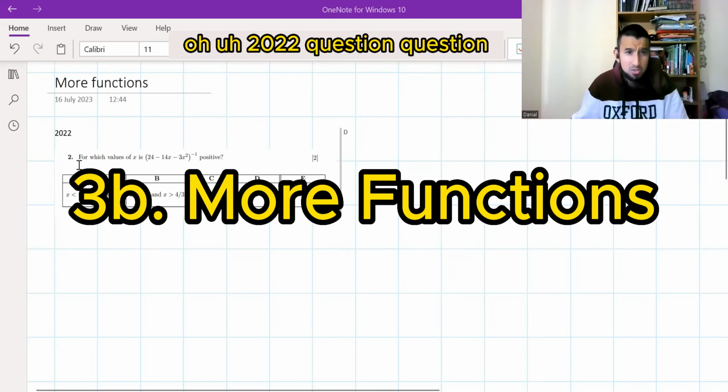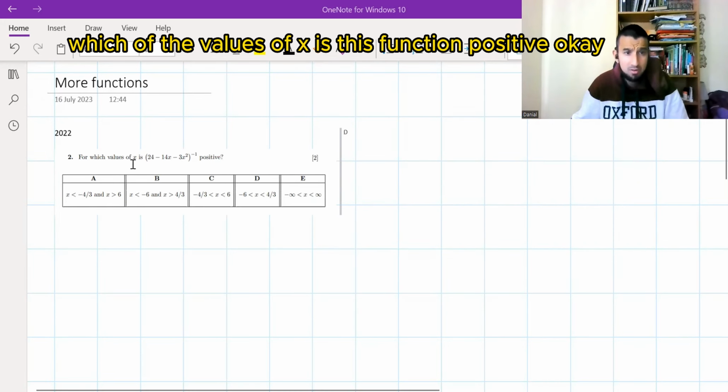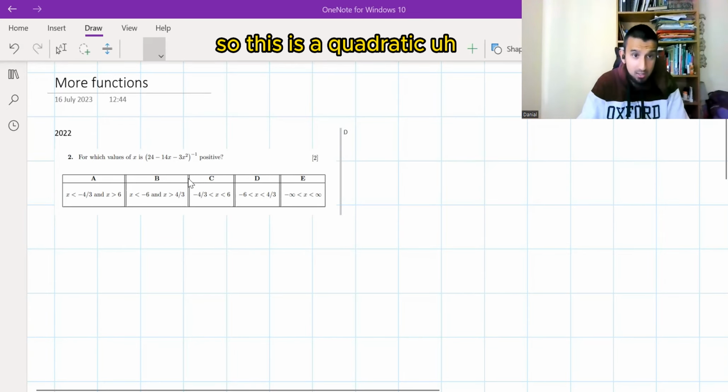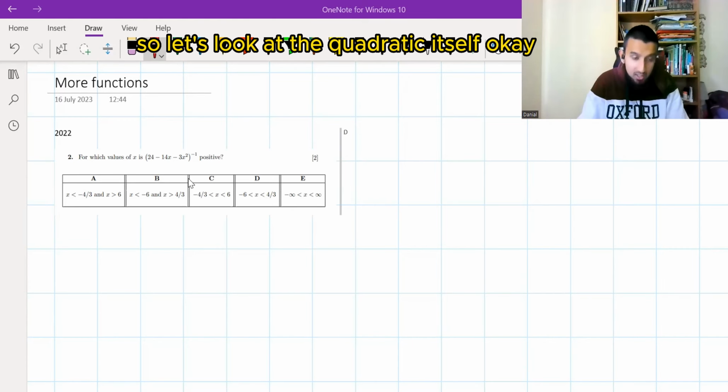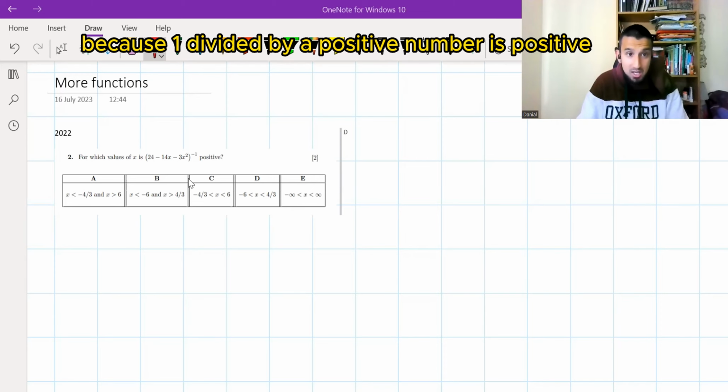2022 question 2, more functions. For which of the values of x is this function positive? Okay, so this is a quadratic, a reciprocal of a quadratic. So let's look at the quadratic itself, okay? Because 1 divided by a positive number is positive.